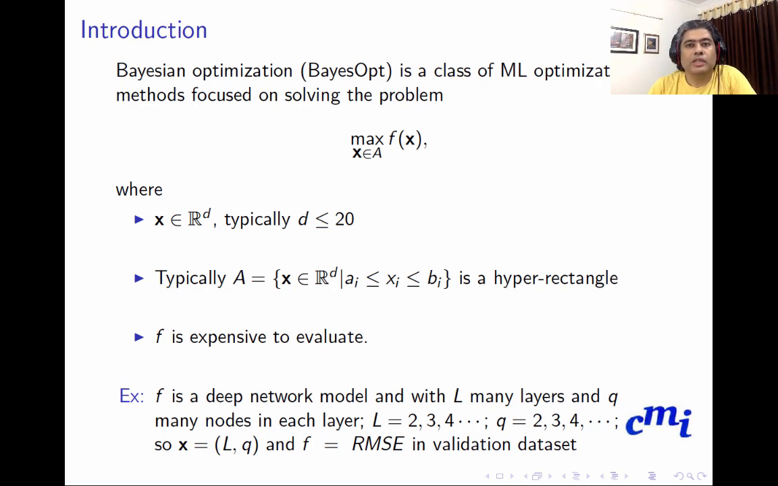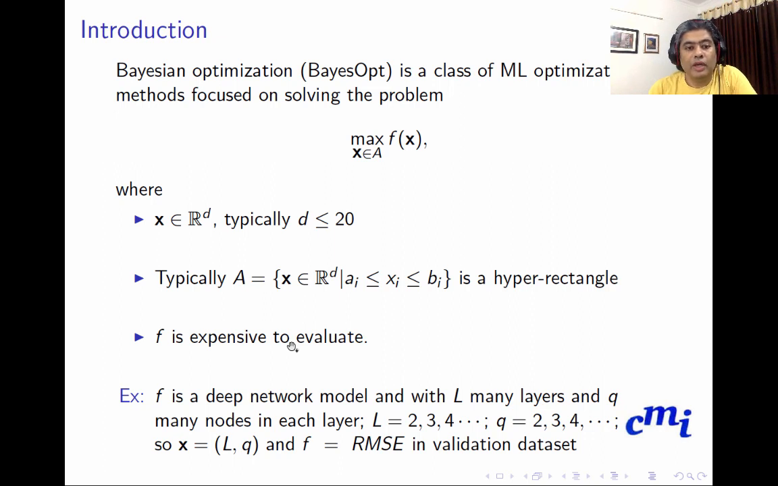Bayesian optimization is a class of machine learning optimization methods focused on solving problems like the maximum over x in A of f of x, where x is in R^d, typically with dimension less than or equal to 20. Typically, A is a region where you want to maximize the objective function. It's typically taken as a hyperrectangle, and f is very expensive to evaluate.